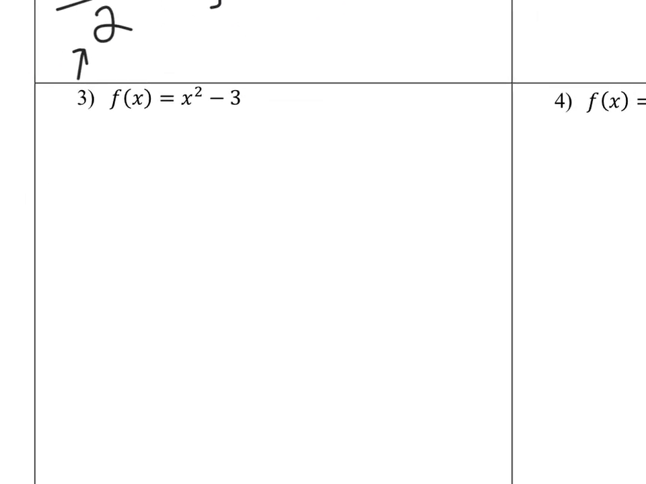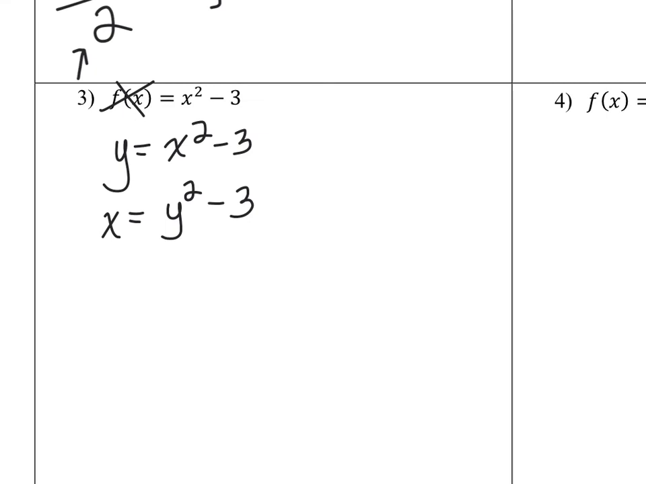All right, we got a squared on this one, but the process is still the same. Replace it with y, switch x and y. Just remember, when you're switching, you only switch the letters. All the other numbers stay in exactly where they are. So I want to get y by itself, so I'm going to add 3. Get rid of everything but the y, right?